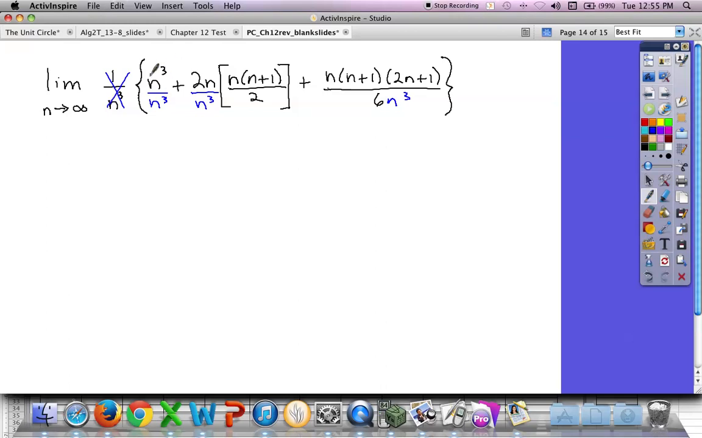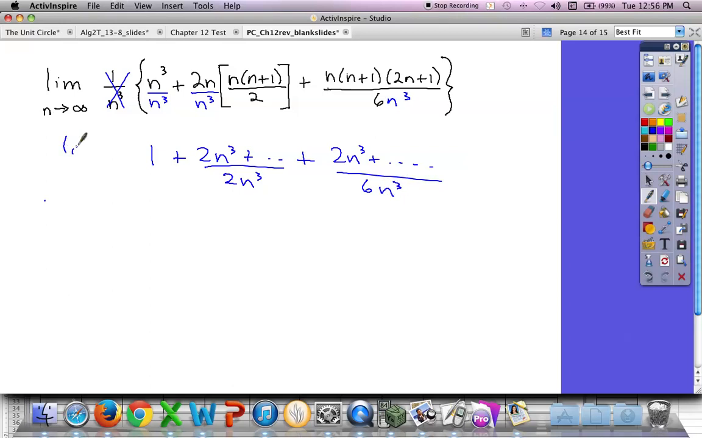That first term is 1, right? The next term is, in the numerator, 2n times n times n, 2n to the third, with some other terms that we don't care about. In the denominator, 2n to the third. And the next term will be 2n times n times n, plus some lower degree terms, over 6n to the third.